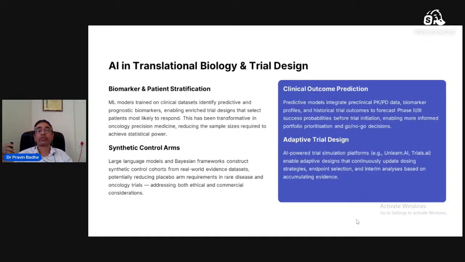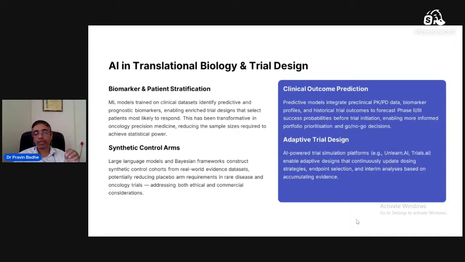Then clinical outcome prediction can be done with AI. We can utilize preclinical data or PKPD data, biomarker profiles, or any previous trial outcome to forecast the clinical outcome. Phase 2 and phase 3 outcomes can be predicted with the help of AI, utilizing adaptive trial designing.